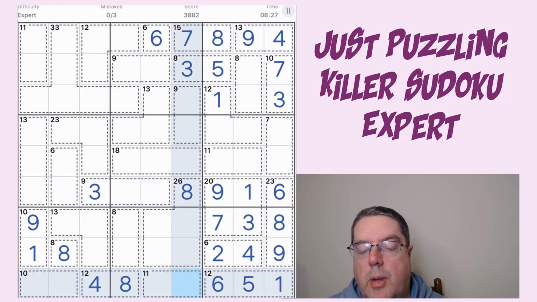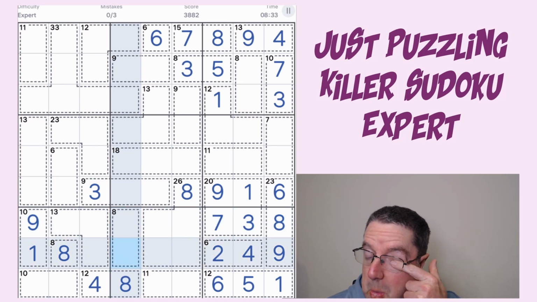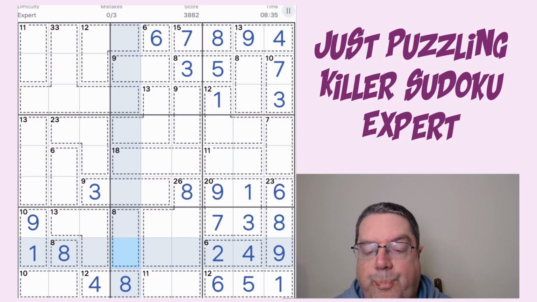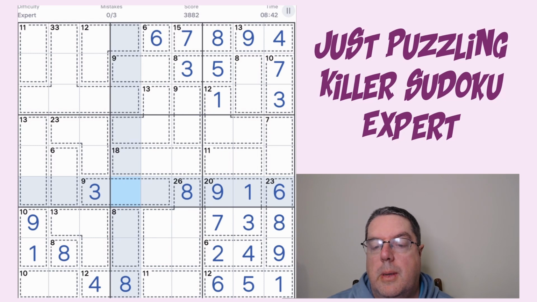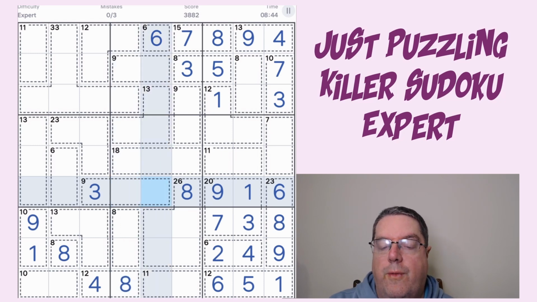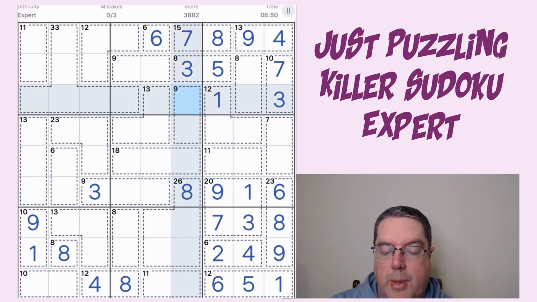So 2 and 9, so this can be 3 and 5, or it can be 1 and 7. Both of those still work. Okay, so this is now 2 and 4. I just don't know any more than that about them. But if that's 2 and 4, this is going to be 4 and 5. So 4 can't be there because that's 4 there. So 4 has to be there.